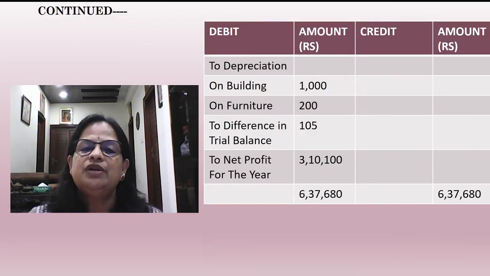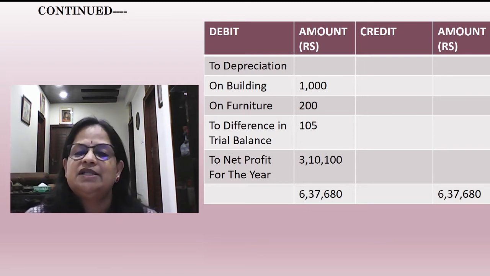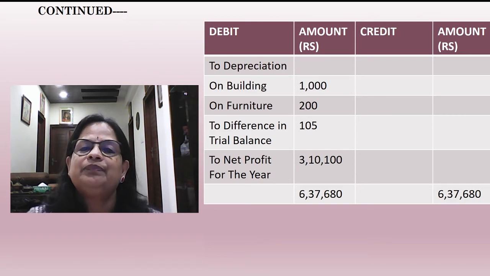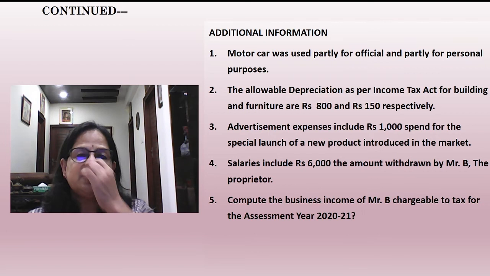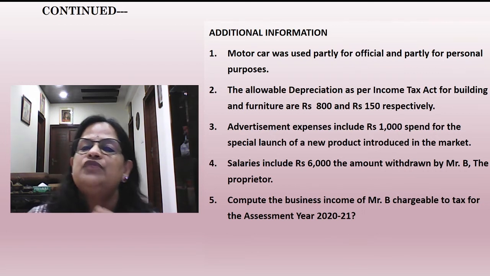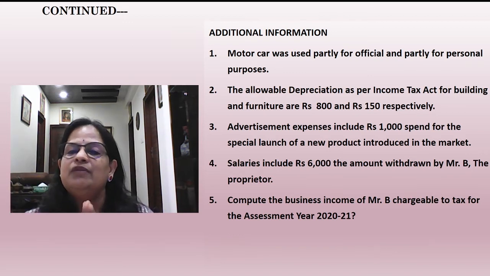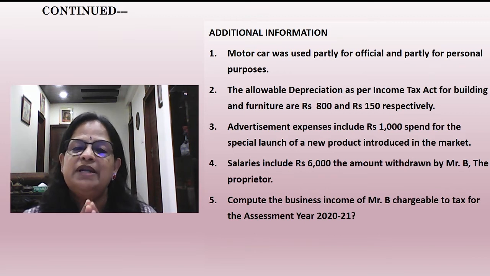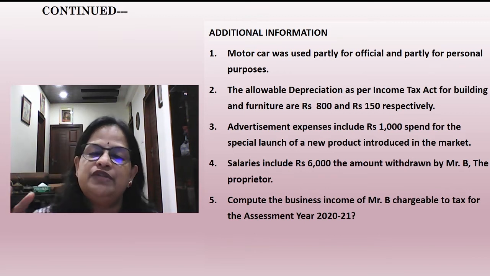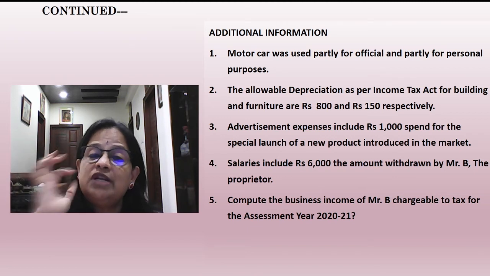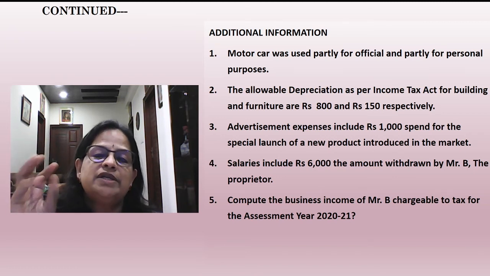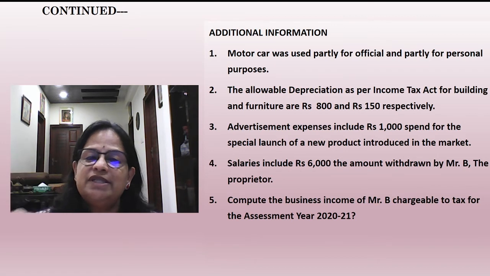Now, depreciation on building 1000, on furniture 200. Difference in trial balance. Net profit is 3,10,000. Now we have to calculate that. So that is additional information is there. Motor car was partly for official and partly for personal purposes. So personal purpose, we have to reduce that. Allowable depreciation as per Income Tax Act for building and furniture is 950. Profit and loss account is considering 1,200. Here it is only 950. So we have to adjust this.